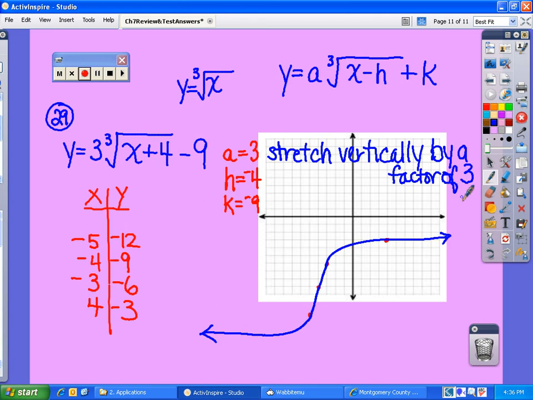Our h of negative 4 tells us that our graph is shifting left 4. And a k of negative 9 says that the graph is also shifting down 9 units.